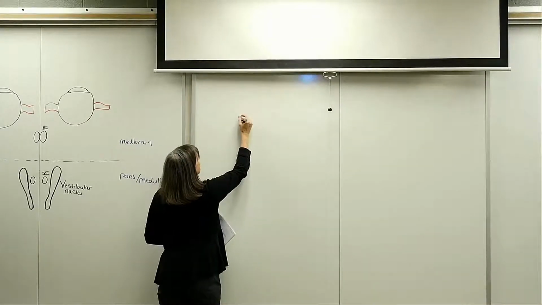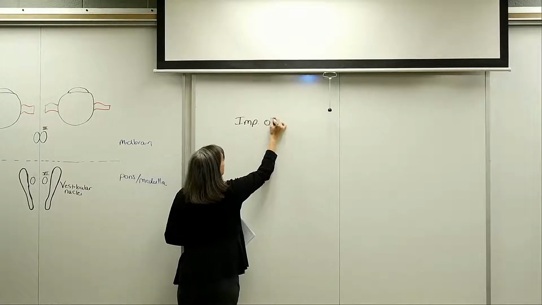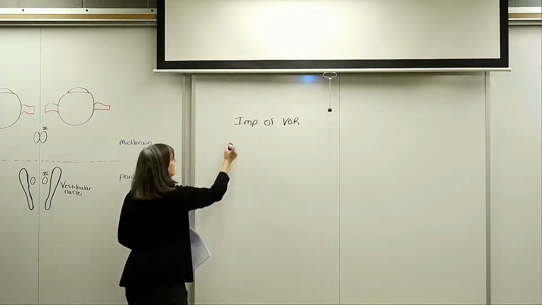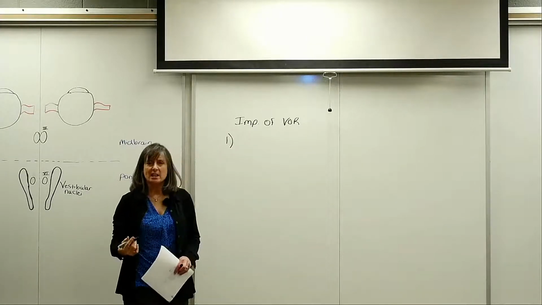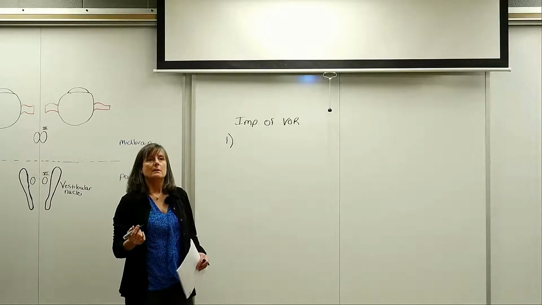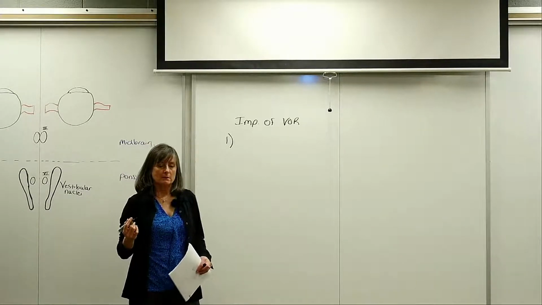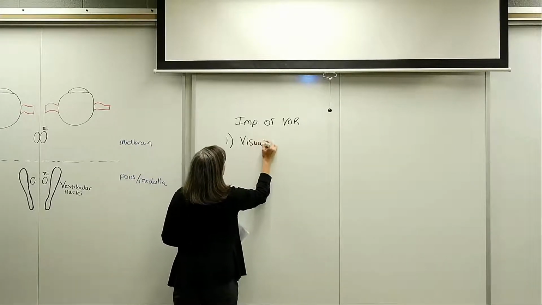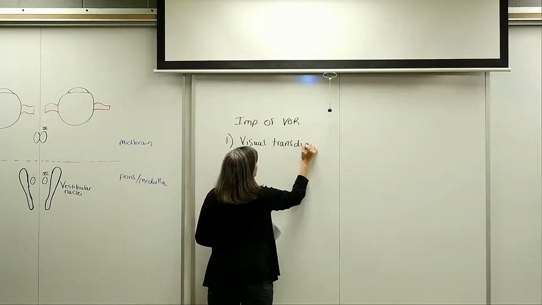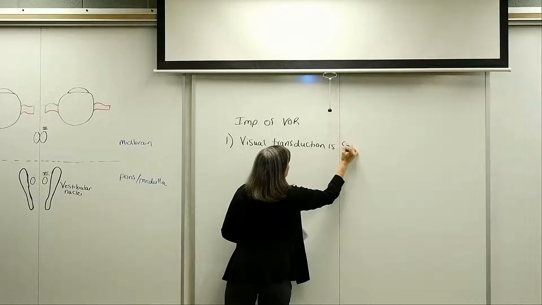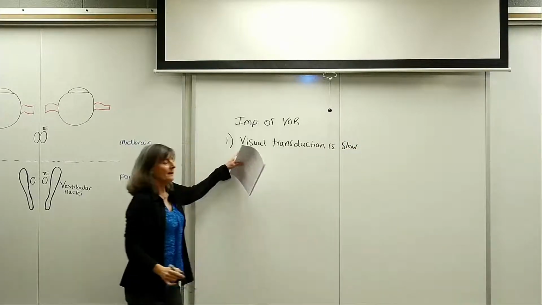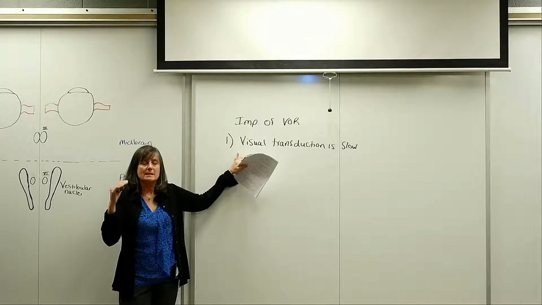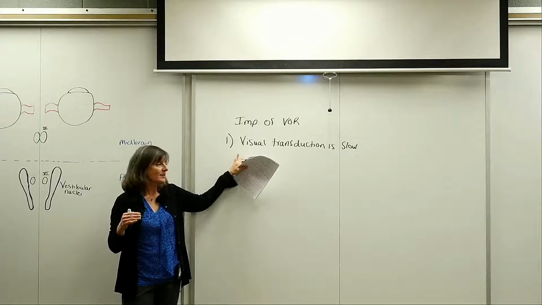Okay, so the importance of the VOR, which again stands for the vestibular ocular reflex. It's important, one, because visual transduction is relatively slow. Have we talked about visual transduction yet? No? Okay. So visual transduction. What I mean by this is that the process of converting light energy into a neuronal signal takes a little bit of time. There's multiple steps in the visual process. So this is kind of slow.